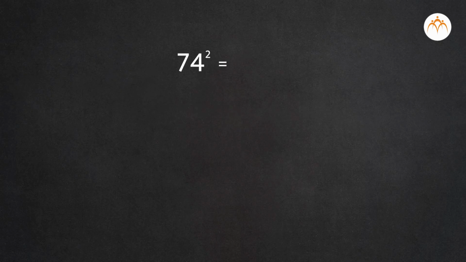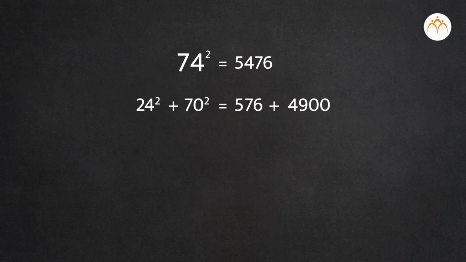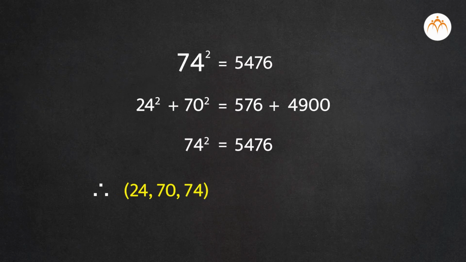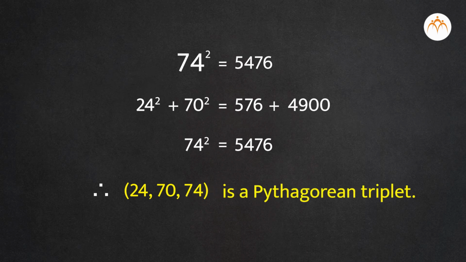74 square is equal to 5476. 24 square plus 70 square is equal to 576 plus 4900, is equal to 5476, which is equal to 74 square. Hence, 24, 70, 74 is a Pythagorean triplet. In the same way, find the Pythagorean triplets of various natural numbers of your choice and verify them.